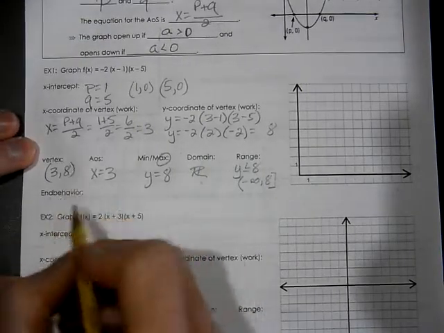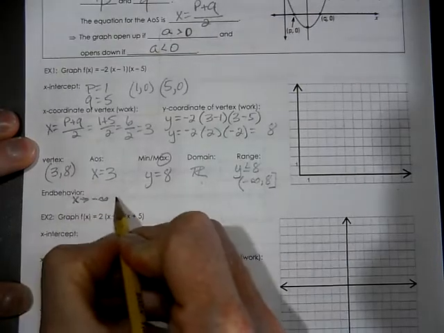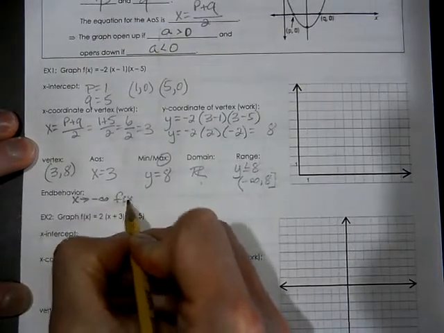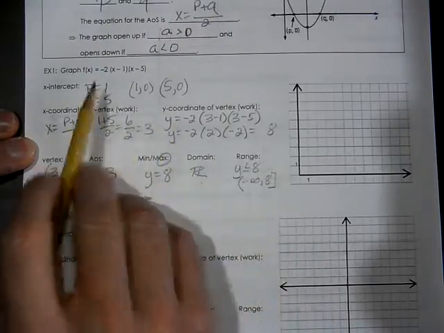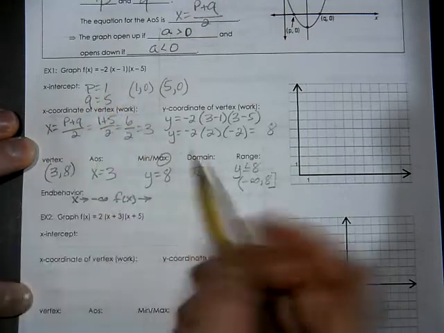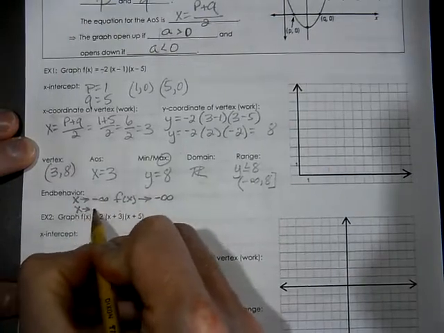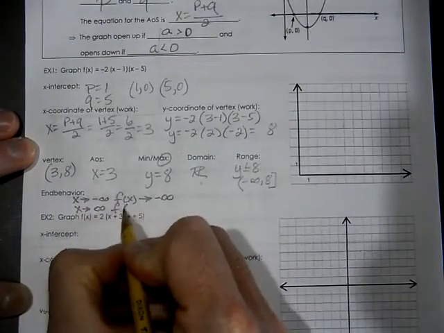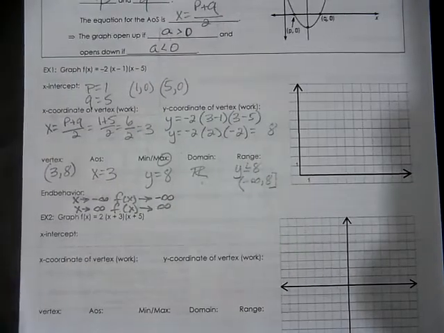The end behavior, as x approaches negative infinity, the function approaches negative infinity, because it's negative, it's opening downwards. As x approaches positive infinity, the function approaches positive infinity.